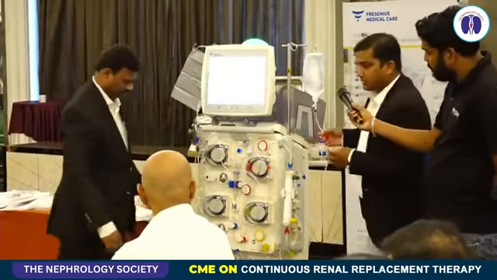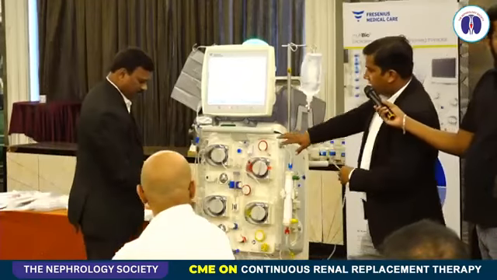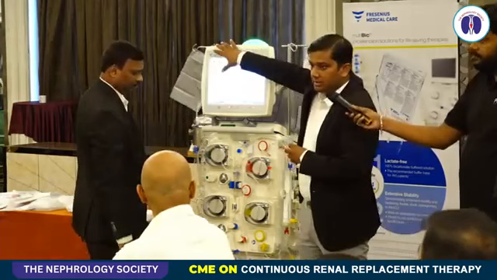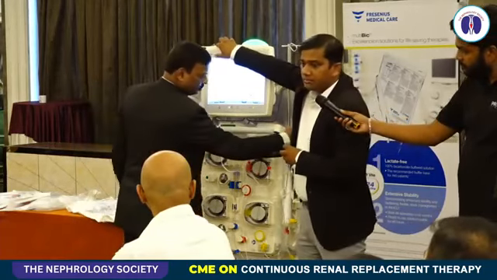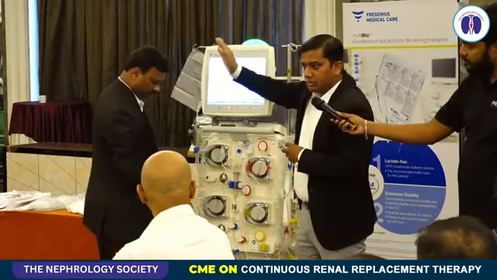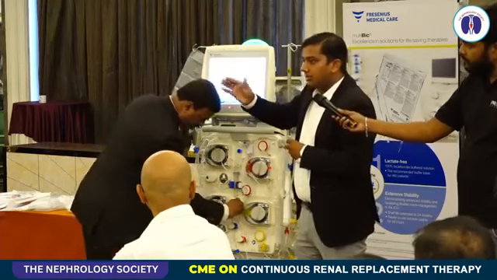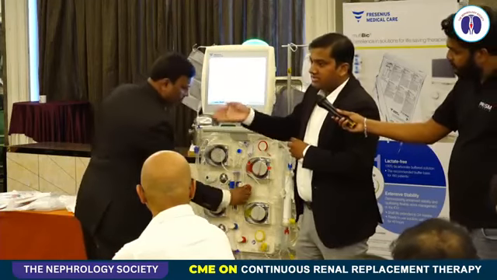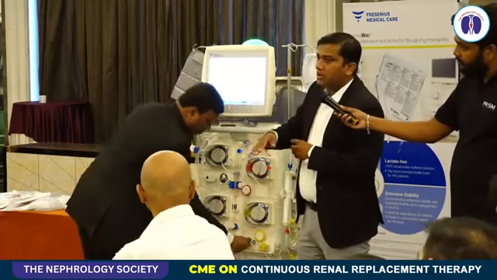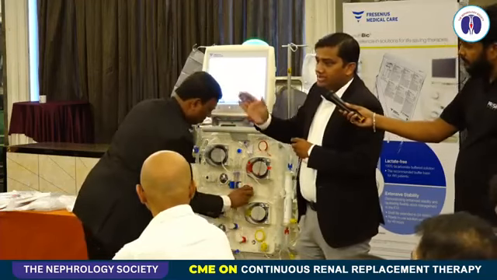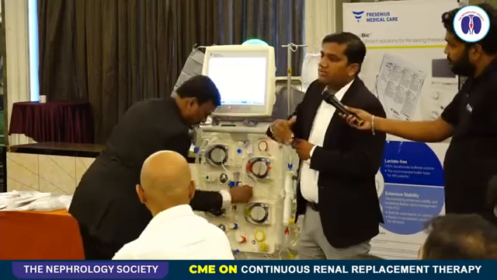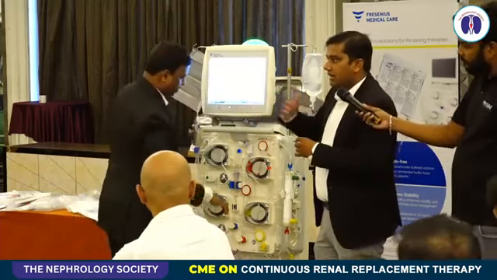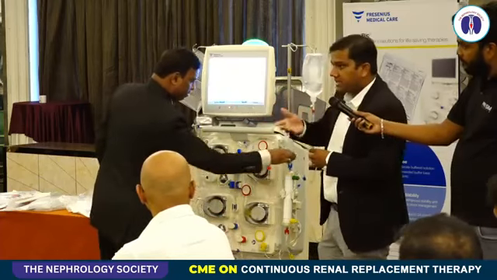So basically we just set up the circuit. We are doing CVVHDF pre-dilution. I will demonstrate how we set the circuit for CVVHDF pre-dilution, and then we'll show you how we can turn pre-CVVHDF to post-CVVHDF, or CVVHDF to HD, CVVHD, or CVVHF. So using a single circuit, we can switch to any kind of therapy which I mentioned.